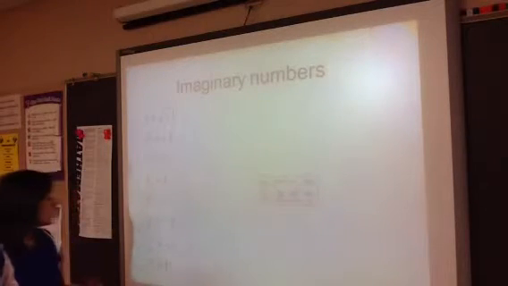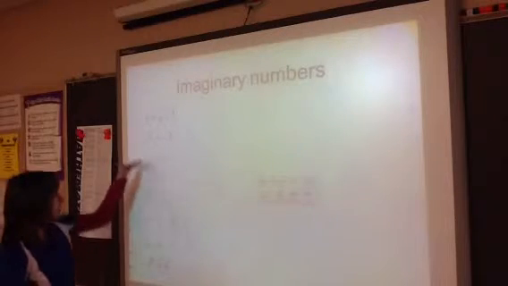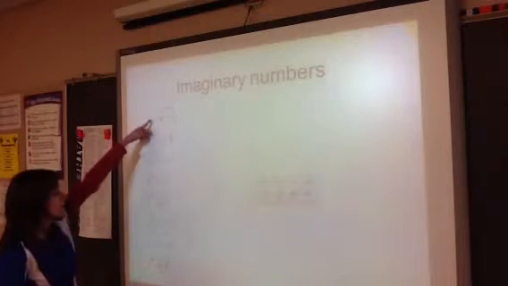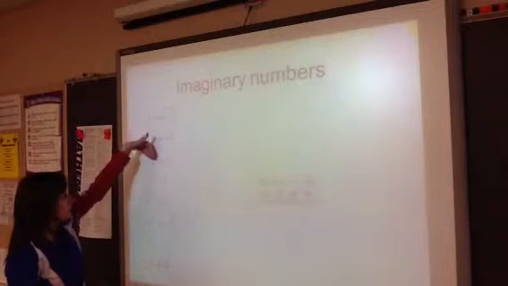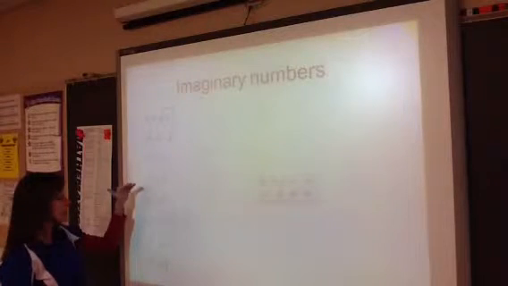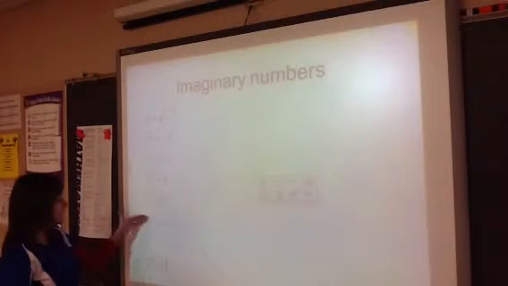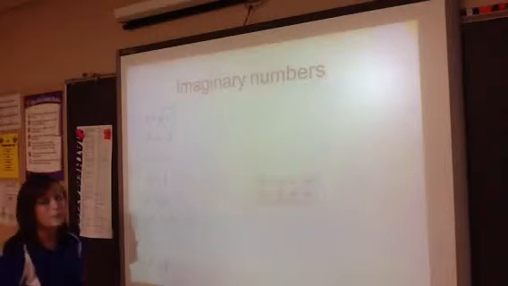Alright, here are your i rules. I don't know if you will be able to read these exponents, but it's i to the first is the square root of -1. i squared equals -1. i cubed equals -i. i to the fourth equals 1. And then we repeat itself. i to the fifth is i, i to the sixth is -1, i to the seventh is -i, and i to the eighth is 1.